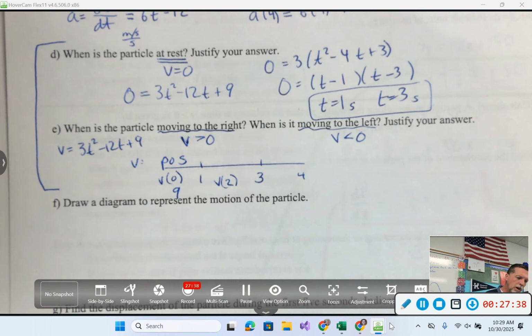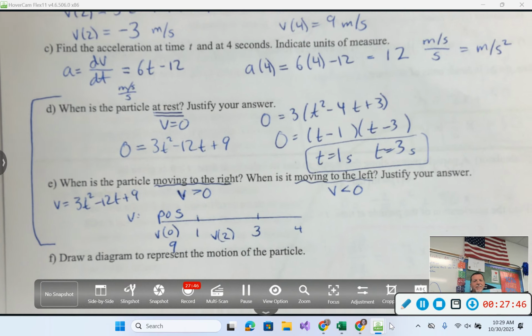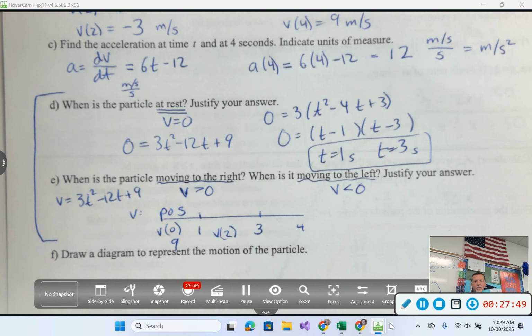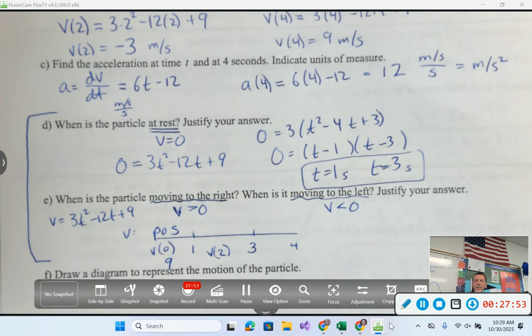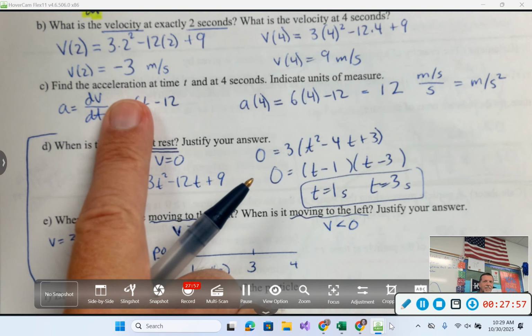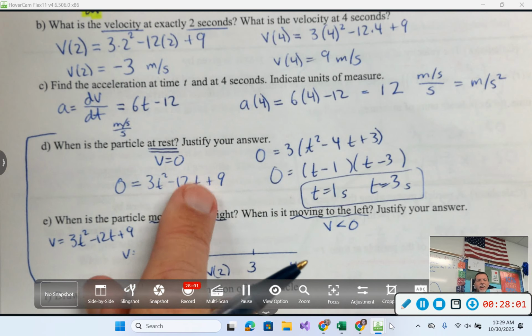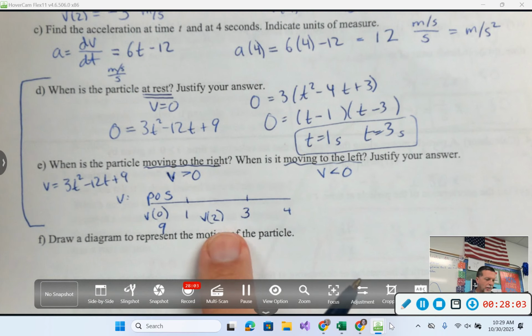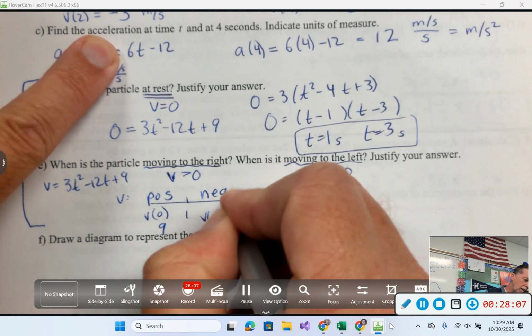V of 2. Free response questions on the AP test frequently do this. You're like, oh man, now I got to go find out what V of 2 is. Anybody know what V of 2 is already? We did that already. A lot of times on the AP test, they'll ask you for some things, and you're like, oh, that's just some random value they asked for. And then later on, you're like, oh, now I know why they asked me for that. V of 2 is negative 3. So V is negative.